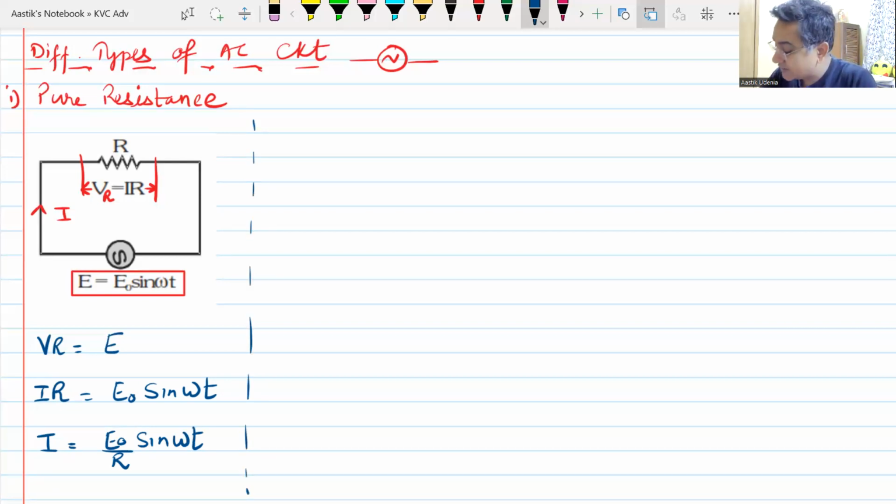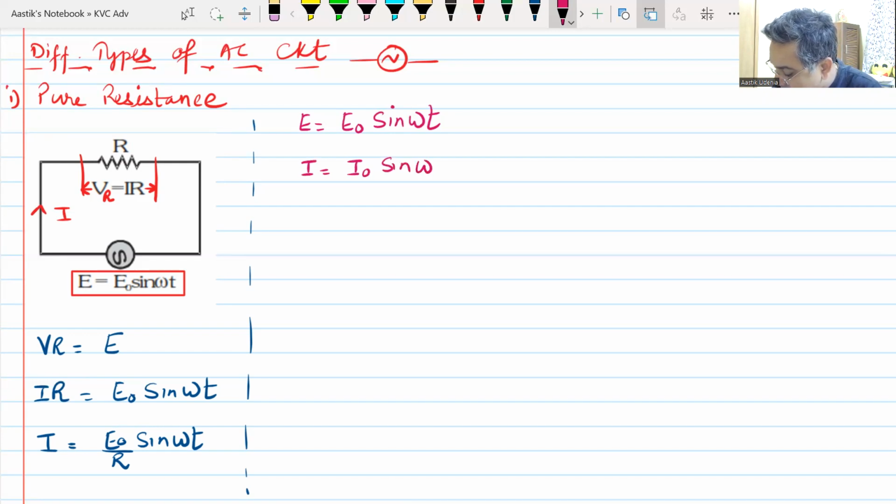See, I started with an EMF E which was equal to E naught sine omega t. From there, I can find out the value of current in the circuit and I can write the value of current in the circuit as I naught sine omega t. This I naught is equal to E naught divided by R. Do we understand this?